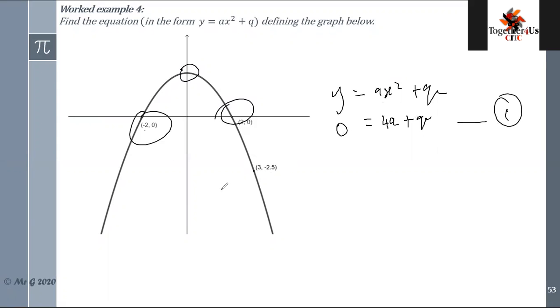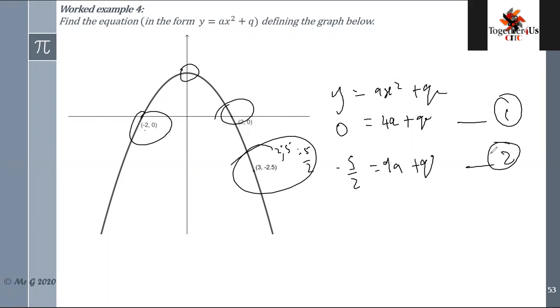Now I look for equation 2, and obviously I'll use that point. Now remember, a 2.5, guys, is just 5 over 2. So y here is a negative 5 over 2, and I substitute a 3, that's going to be 9a plus q, equation 2. Now, this is why you have to start with equations in term 1. Because when you come to term 2 and discuss functions, you need to have a knowledge of simultaneous equations. So I'm going to use elimination to solve this. Why elimination? Because I can see there's a q here, there's a q here, and they are equal. So I can simply say equation 1 minus equation 2.